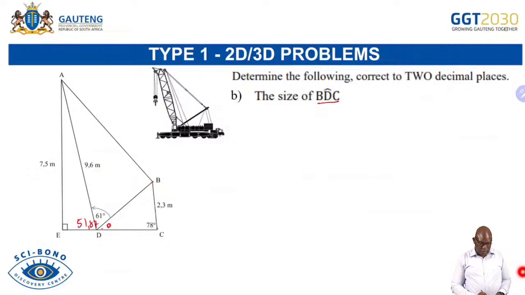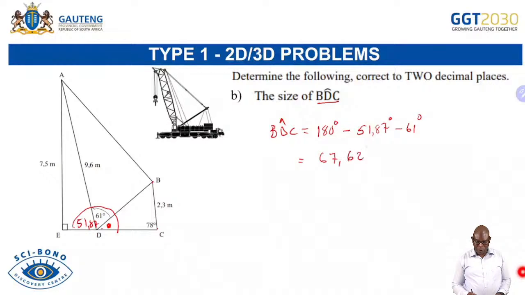BDC, so it's this angle here. But I know all these angles give me 180 degrees. I think this is quite an easy one, because I'm going to say 180 degrees minus the 51.87 that I got, minus the 61 degrees. And the answer is 67.62 degrees. So I can get that angle. It is quite easy to get, because those angles give me 180 degrees. I have this one, I have that one, so that one is 180 degrees. Okay, that one was easy.